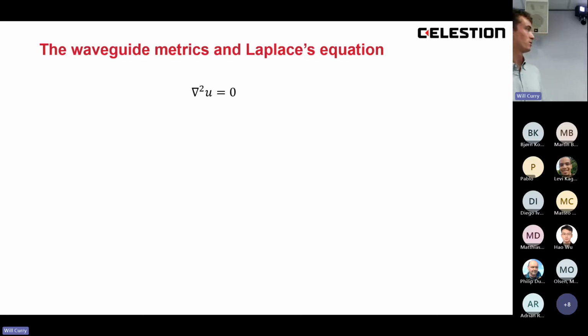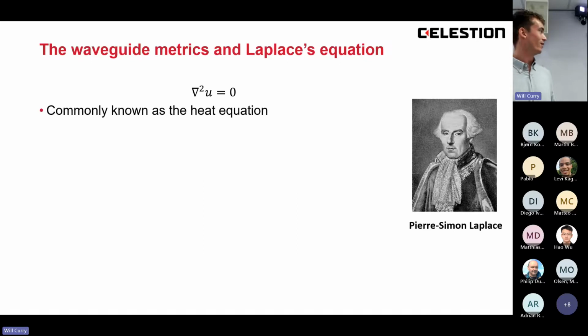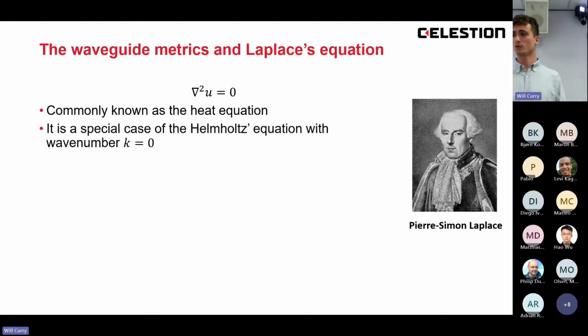So this is Laplace's equation. This is a picture of Laplace. And it's commonly known as the heat equation, so it can be used to model how heat is distributed inside of a domain. It's also a special case of the Helmholtz wave equation, where the wave number k is set to 0, so you can think of it as like a frequency-independent version of the wave equation.